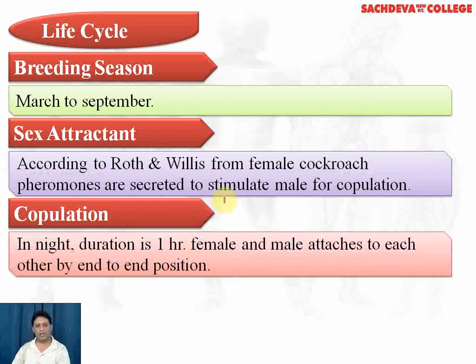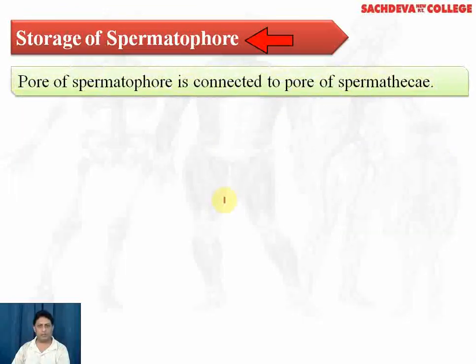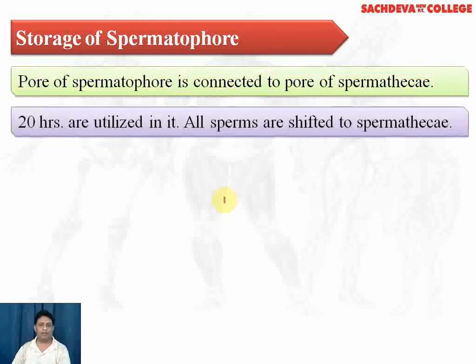The female and male cockroach attach to each other in an end-to-end position. The female receives the spermatophore from the male. After the female has received the spermatophore, both male and female cockroaches separate. The storage of spermatophore: the pore of the spermatophore is connected to the pore of the spermathecae. Therefore, from the spermatophore, the sperms are transferred to the spermathecae.